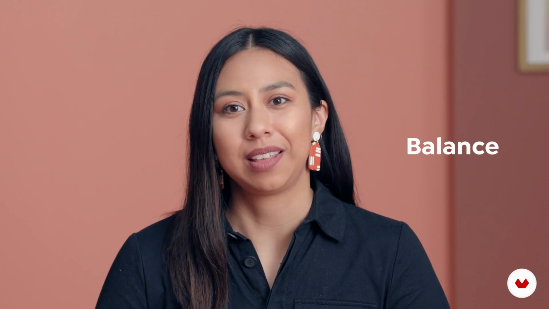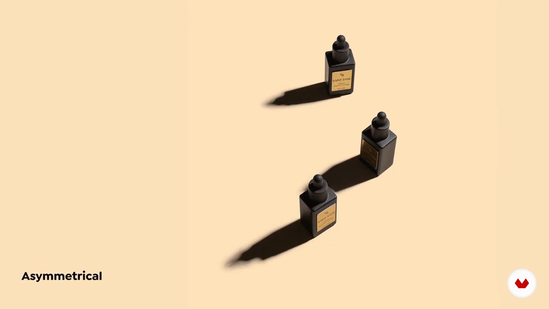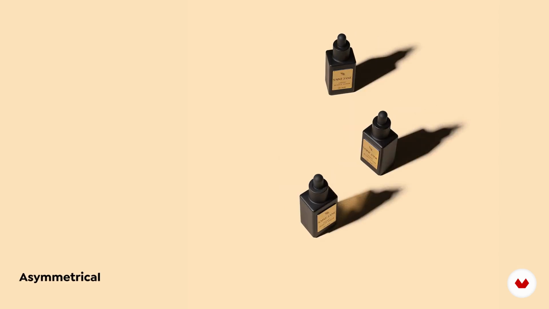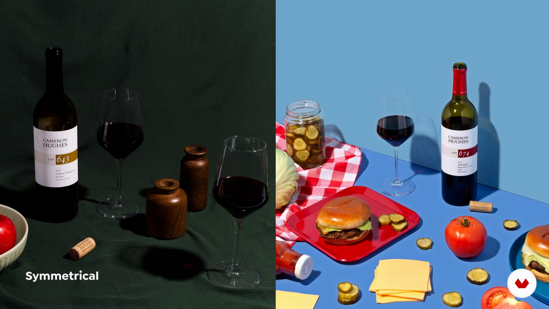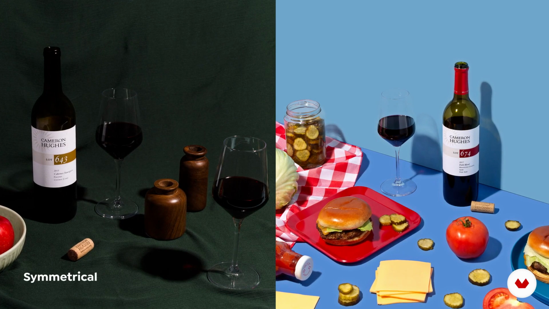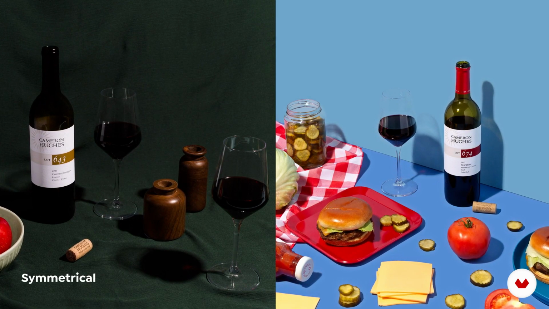The next element is balance, and this has to do with the weight that each of the items in your photograph carries. There are two main balances, which can be asymmetrical or symmetrical. Asymmetrical can look like all of the items in your photograph are to one side, whereas symmetrical is more like all of the items in your photograph are evenly spaced out. So symmetrical balance can look a lot more planned, whereas asymmetrical can look a lot more accidental.